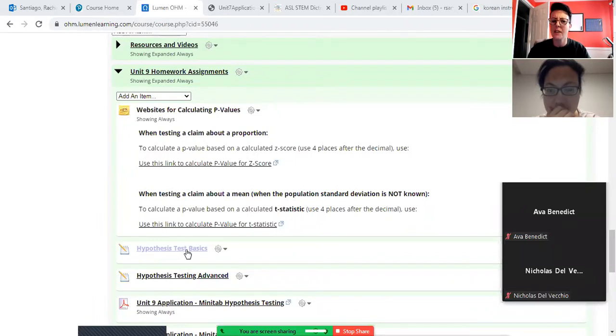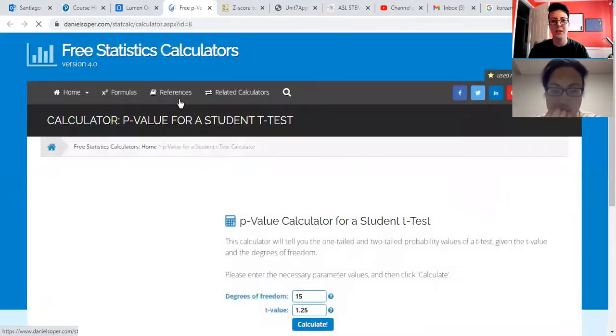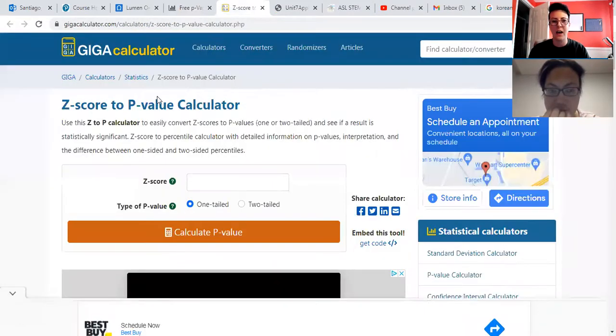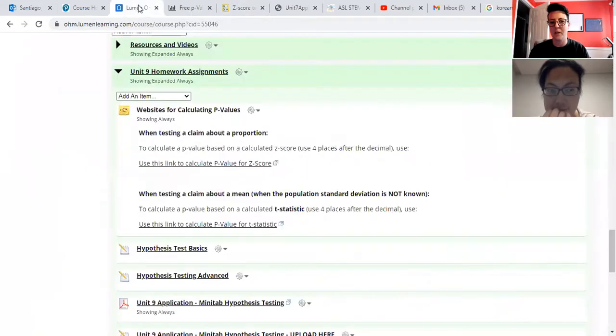For this first hypothesis test basics, I don't think you need these sites, but just in case, I would open each of these up. I would open this one up. I would open your second one up. So you see how this one's for the t-test. This one is for the z-score. Keep both of these websites open. Then I would go into the homework assignment.